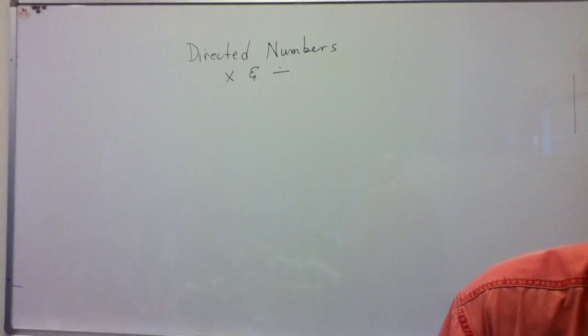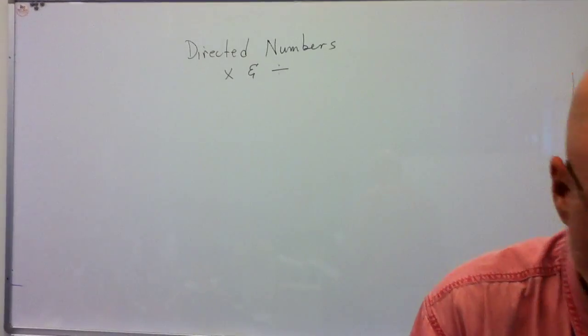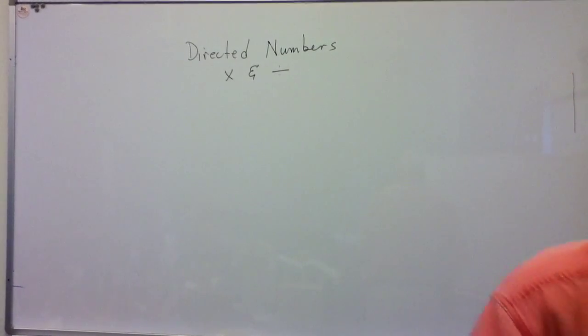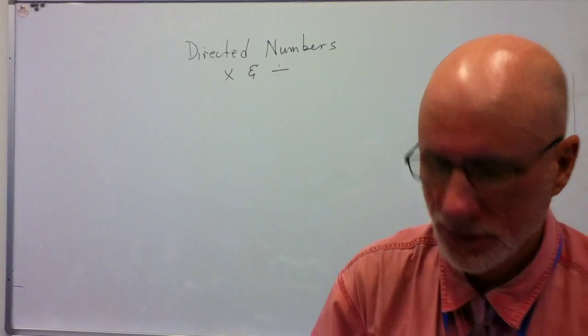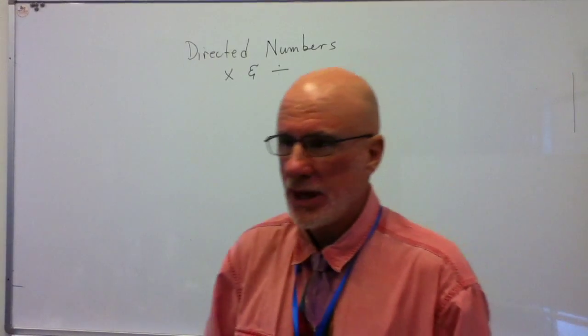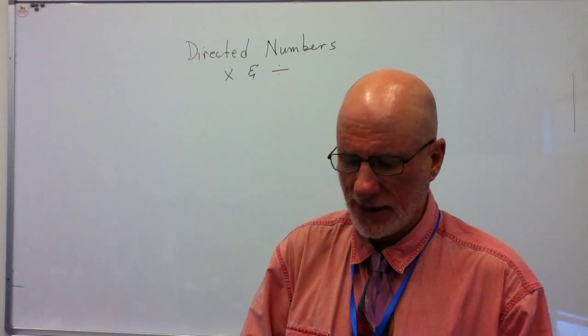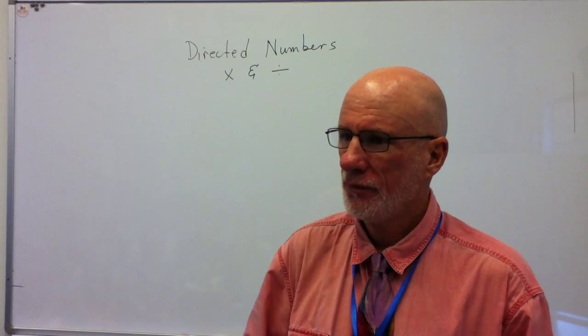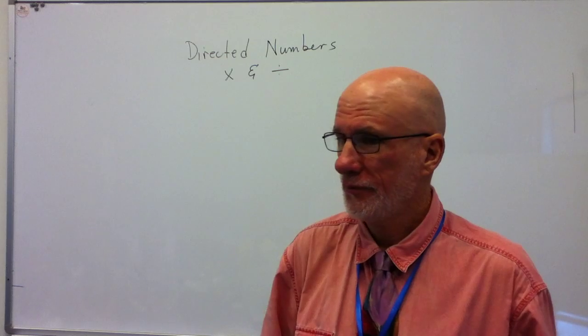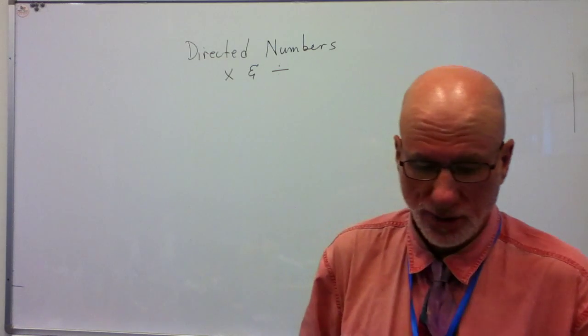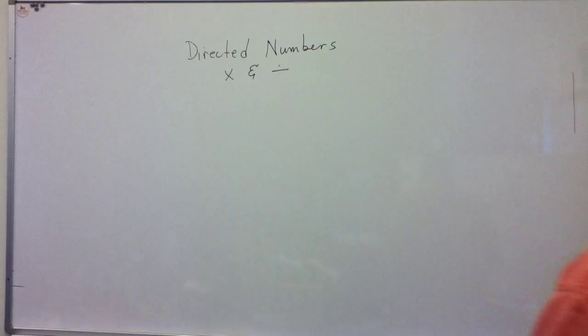So you use the same rules as you do with multiplication and division. That's not a question. Same rules. Directed numbers. What is another name for a directed number? Starts with an I. That's right, integer. Integers are directed numbers.